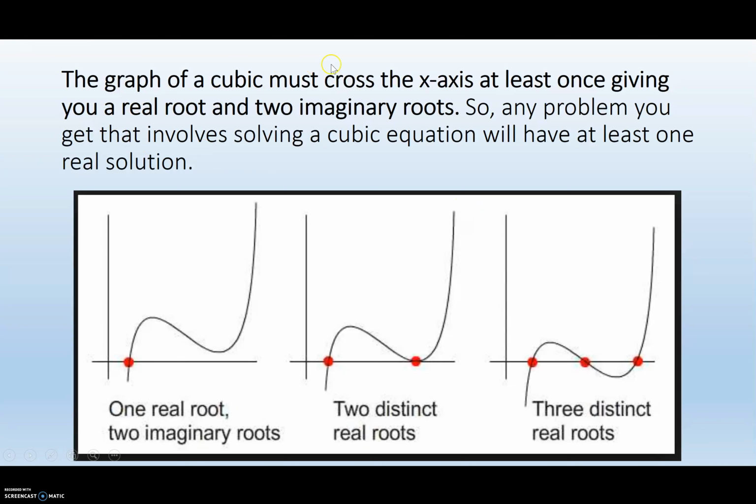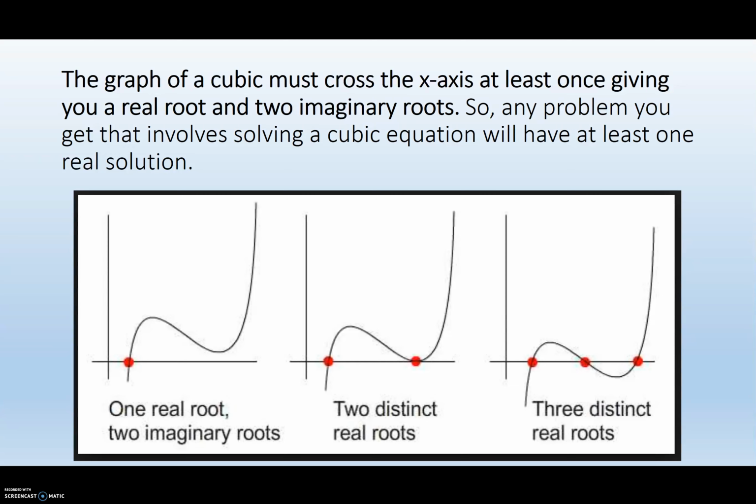that the graph of the cubic must cross the x-axis at least once, giving you a real root and 2 imaginary roots. So any problem you get that involves solving a cubic equation will have at least one real solution. That's a very key thing to remember. So in this particular situation, I'm going to show you with this 3 distinct real roots example.